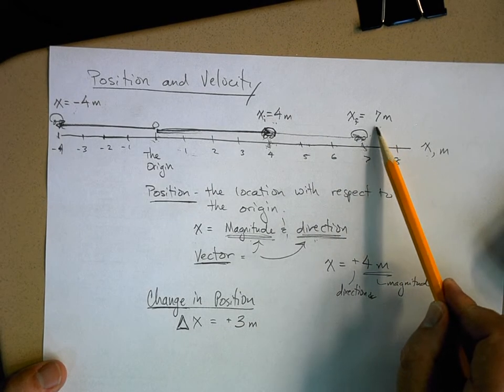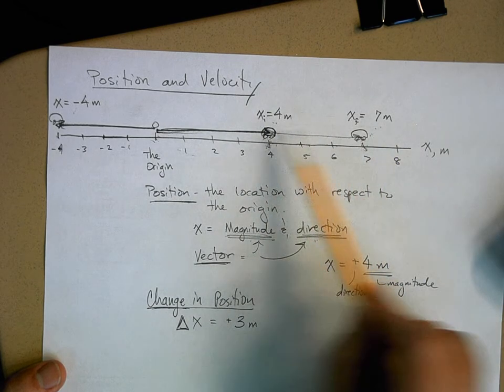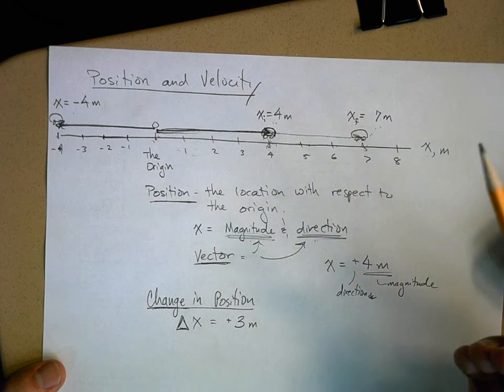Exactly. So we ended up at 7 meters, but we started at 4. So 7 minus 4 is 3 meters.